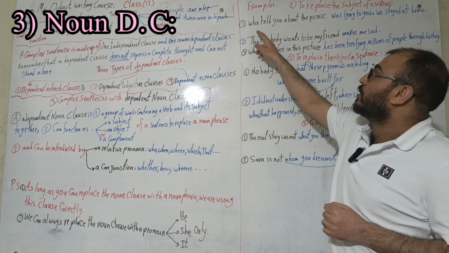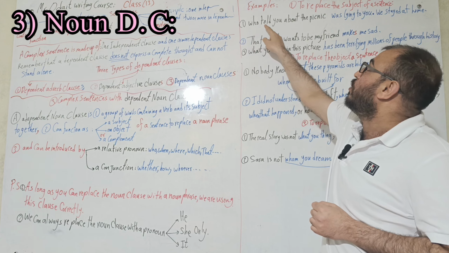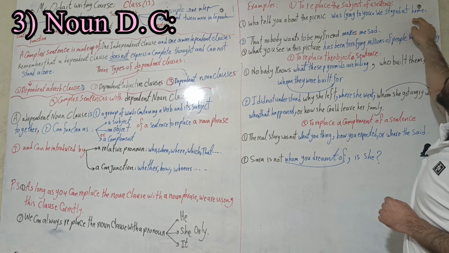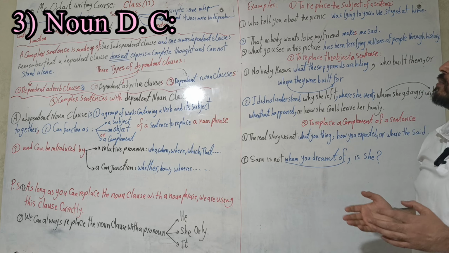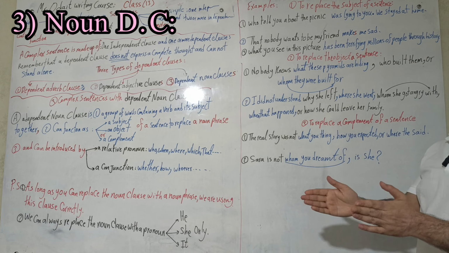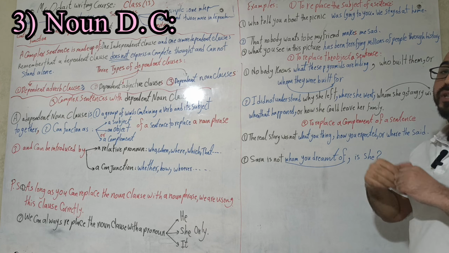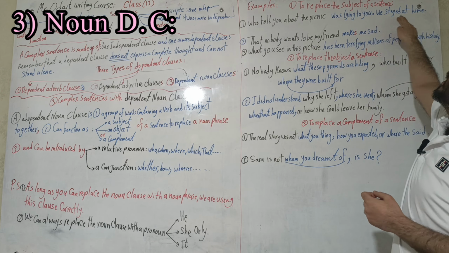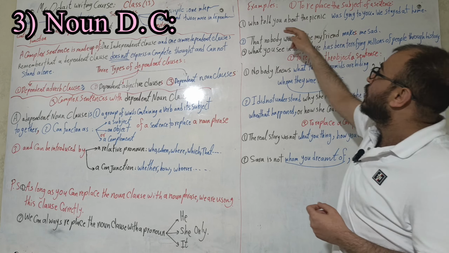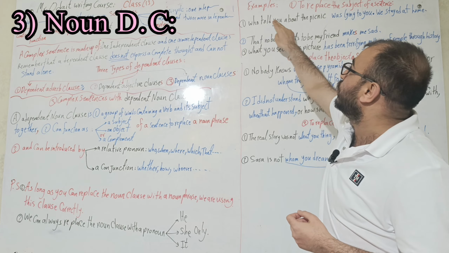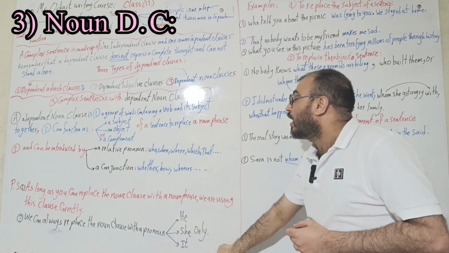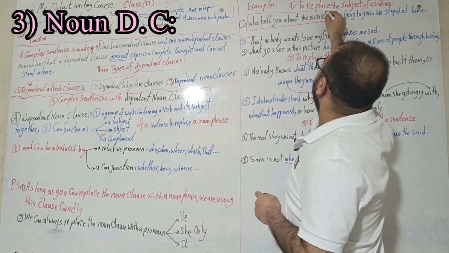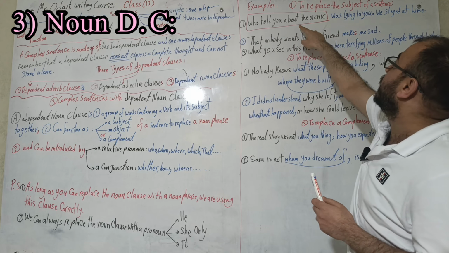Here, my friends, we start with the first example. Who told you about the picnic was lying to you. We stayed at home. Here I'm talking to my friends. My friends, for example, told me, you went to a picnic yesterday and you didn't tell me. I tell him, who told you about the picnic was lying to you. We stayed at home. And here, my friends, you can see that who told you about the picnic is a dependent noun clause because it replaces the subject.